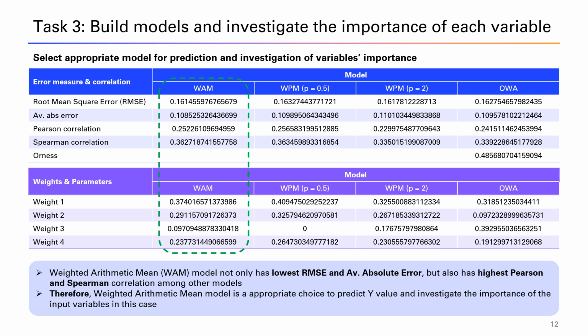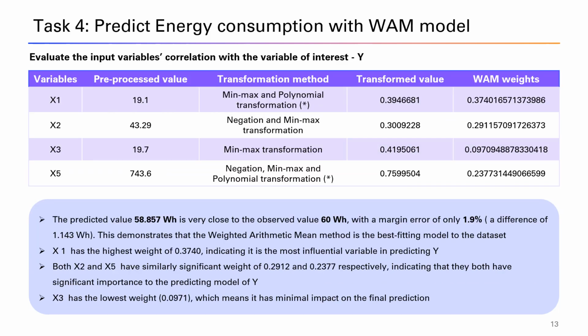Next, I will assess the error metrics and correlation of the 4 aggregation models to identify the best fitting one. As shown in the table, the weighted arithmetic mean model was found to be the best, with the lowest root mean square error and the highest Bayesian correlation. For predicting, I use the weighted arithmetic mean with the transformed variables to predict y.